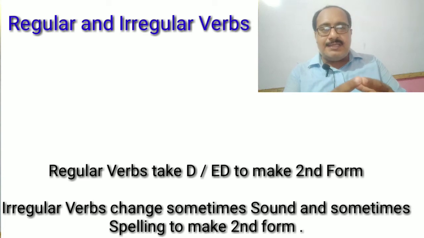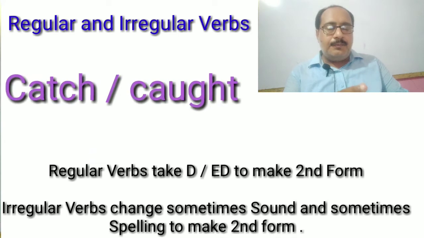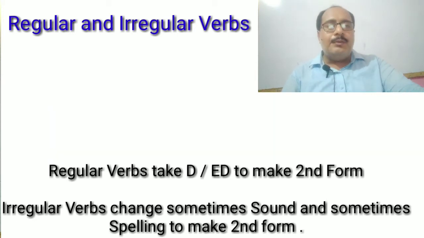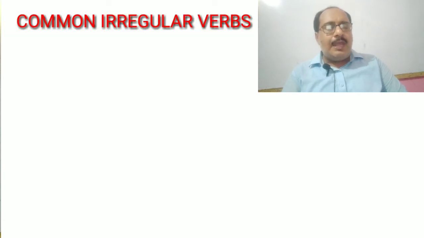For example, the word I said, caught. Caught is the second form of the verb. Which is the first form? Catch. So you can easily make sentences when you remember a lot of irregular verbs. Now, there are certain words I want to share with you, especially the irregular verbs. And there could be many verbs you can read from different books.